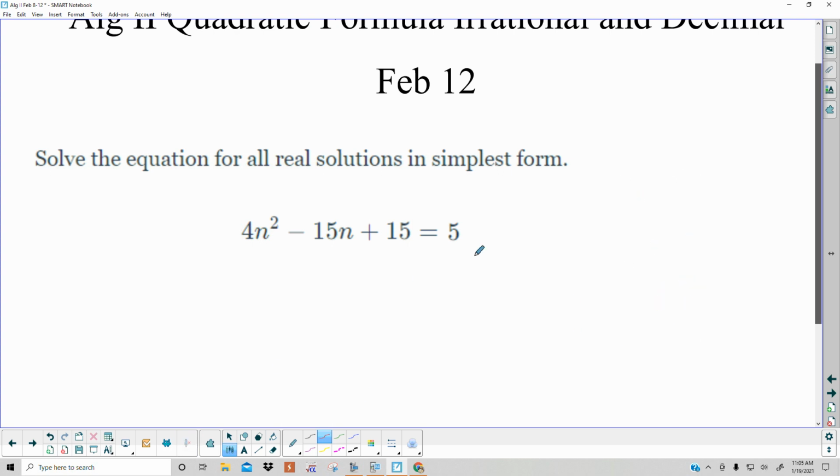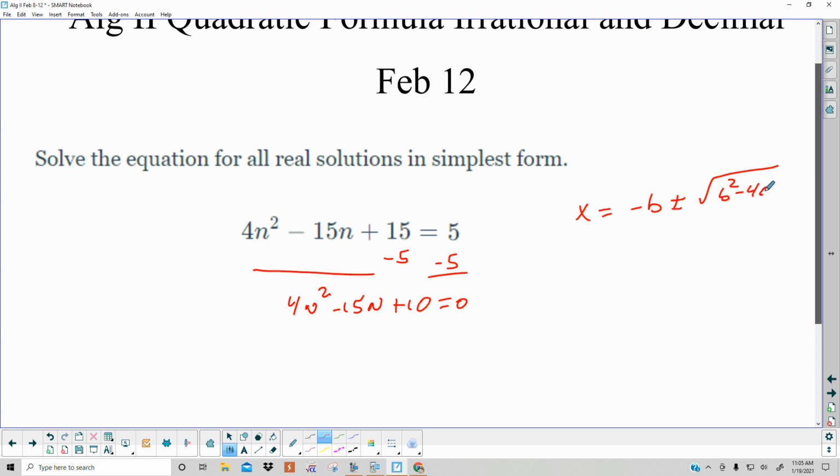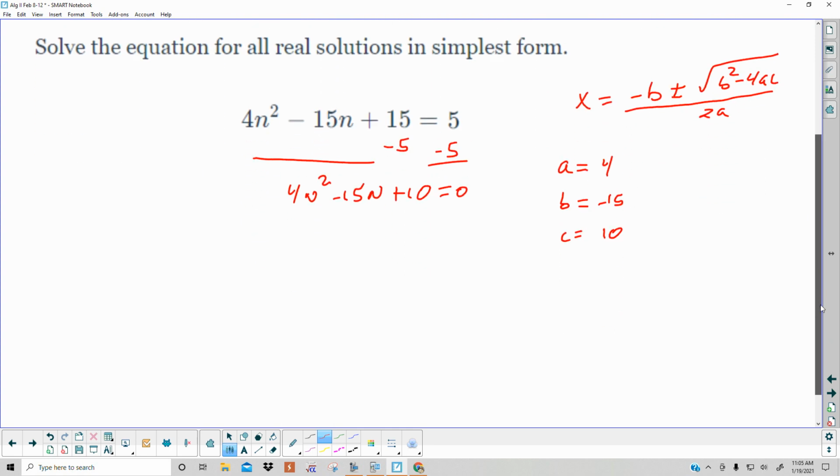Okay, so here goes. You still, as a first step, need to make the right side equal to 0. So I'm going to subtract the 5 off from both sides. So you got 4n squared minus 15n plus 10 is equal to 0. And you're still going to use this pattern, the opposite of b plus or minus the square root of b squared minus 4ac all over twice a. I think it's a great thing to start by writing what each of these things are so they're really clear for you. So a is 4, b is -15, c is 10. And then you start plugging them in that formula.